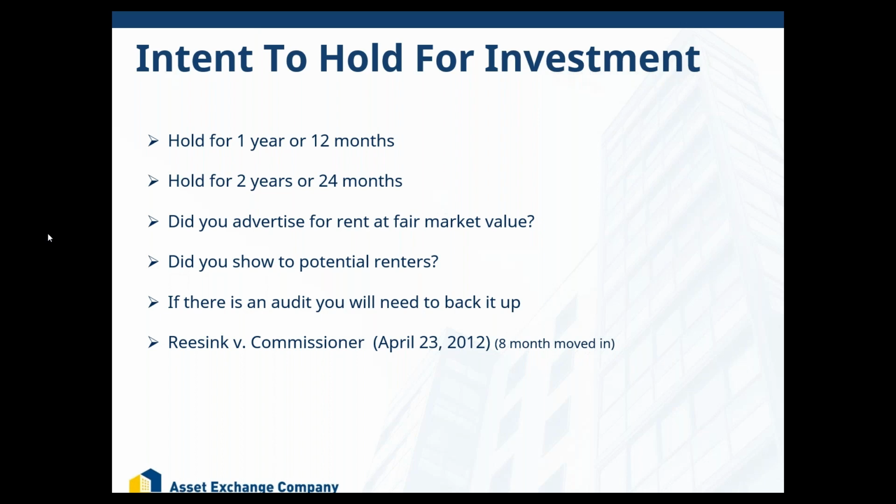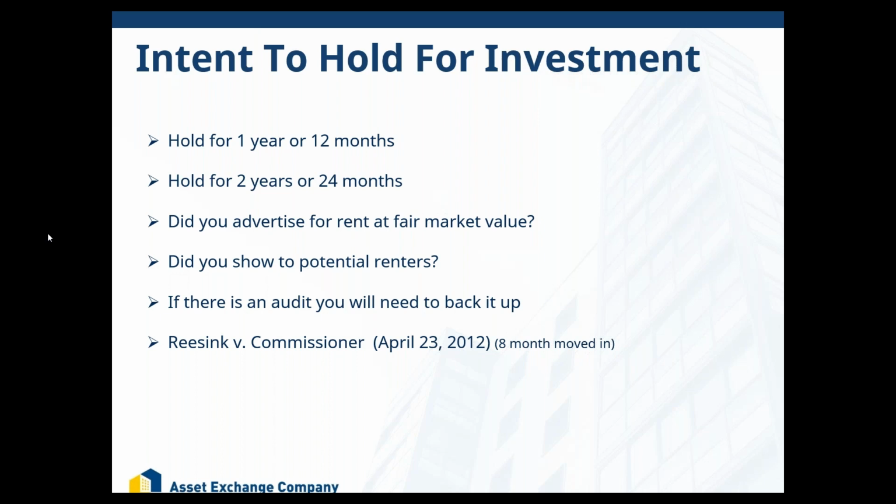And your intent could be something like this. Did you advertise the property for rent? Now, did you advertise it for fair market value rent? You know, if fair market value rent is, let's just say, $1,500 a month, and you're actually advertising it for rent for like $5,000 a month, yeah, the IRS is probably going to have an issue with that. If you get audited and the IRS comes in and says, okay, prove to us you held that property for investment, you're going to have to be able to back it up, folks, all right?